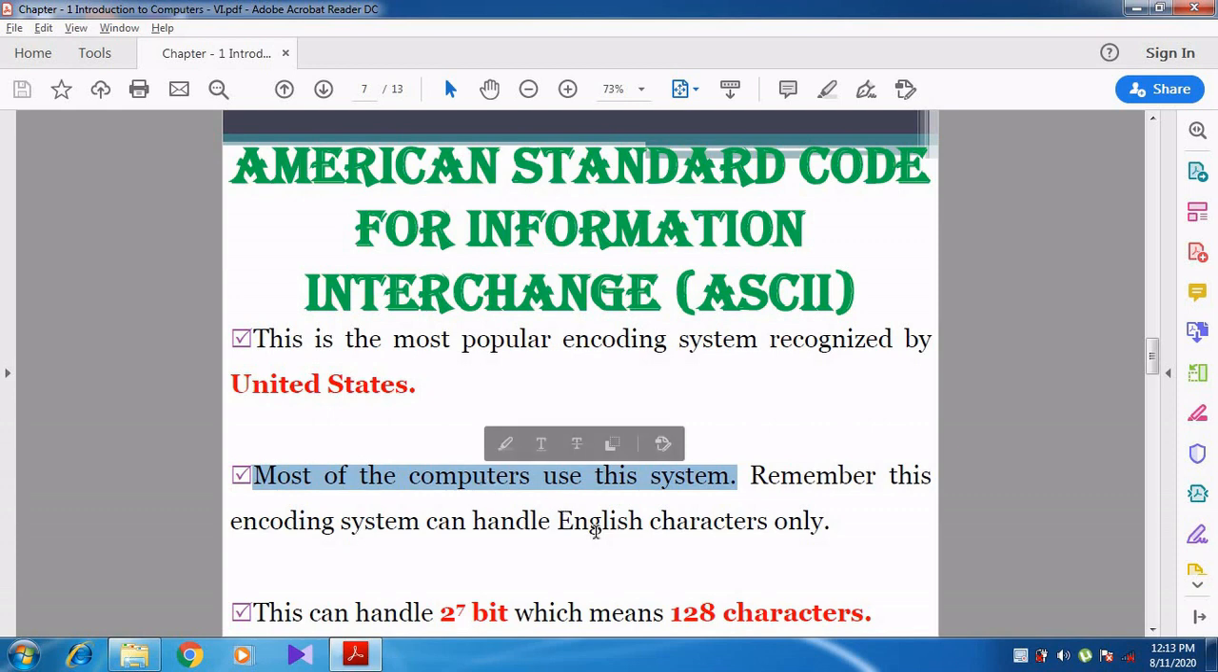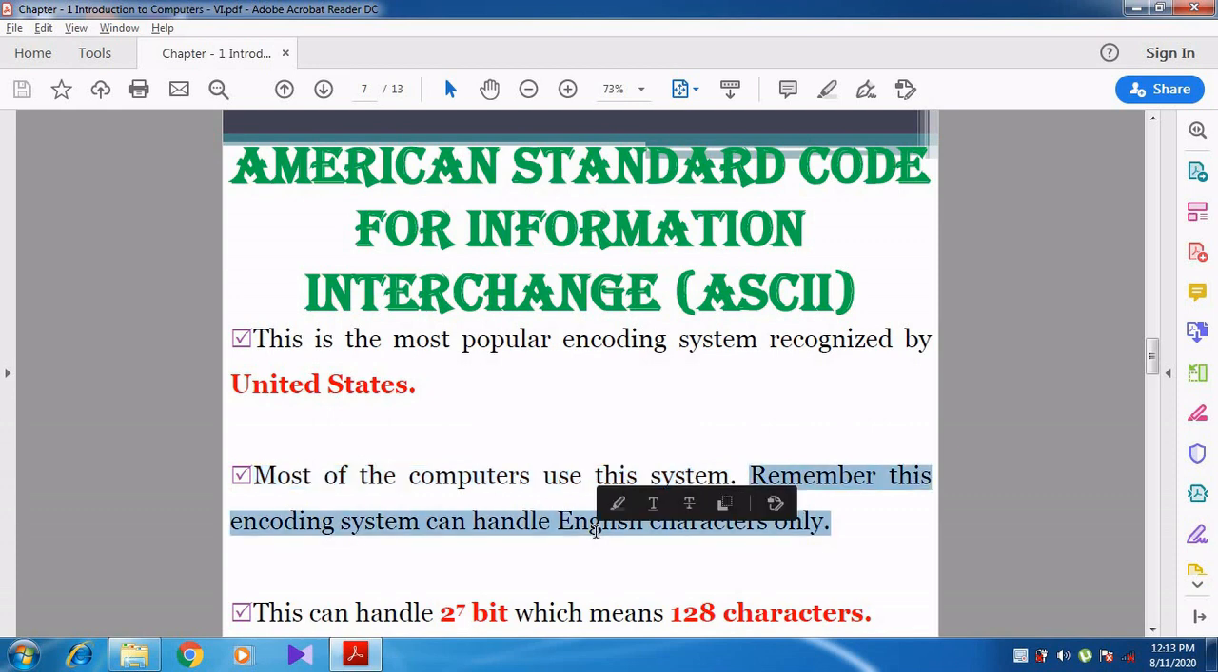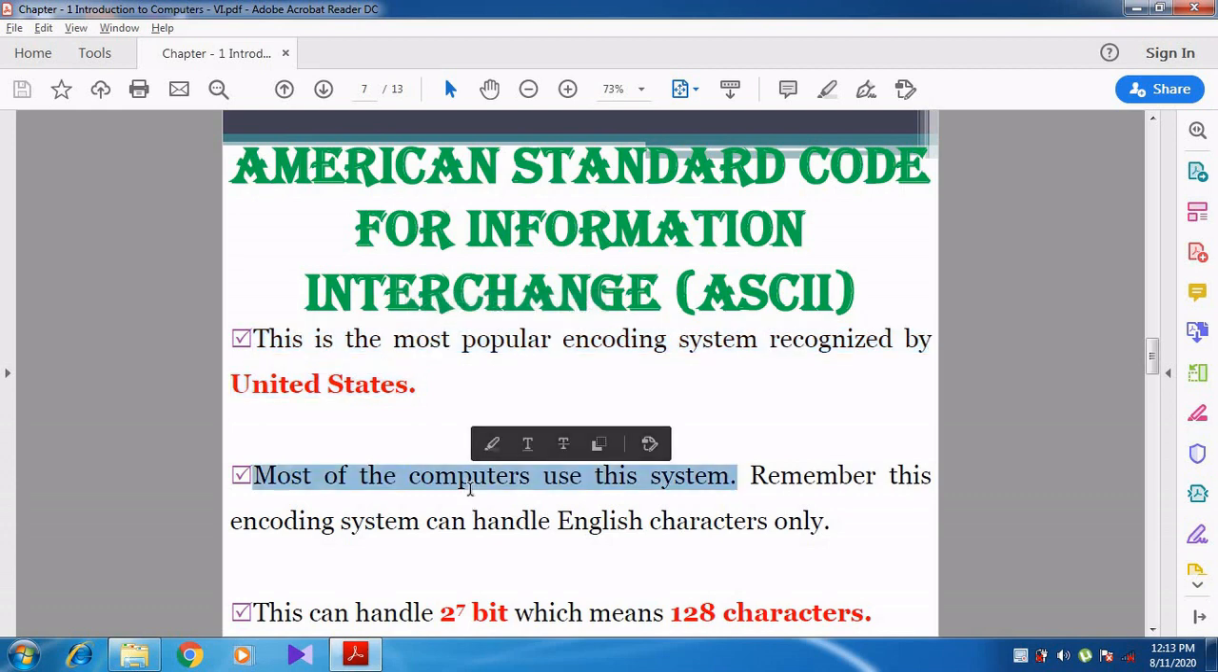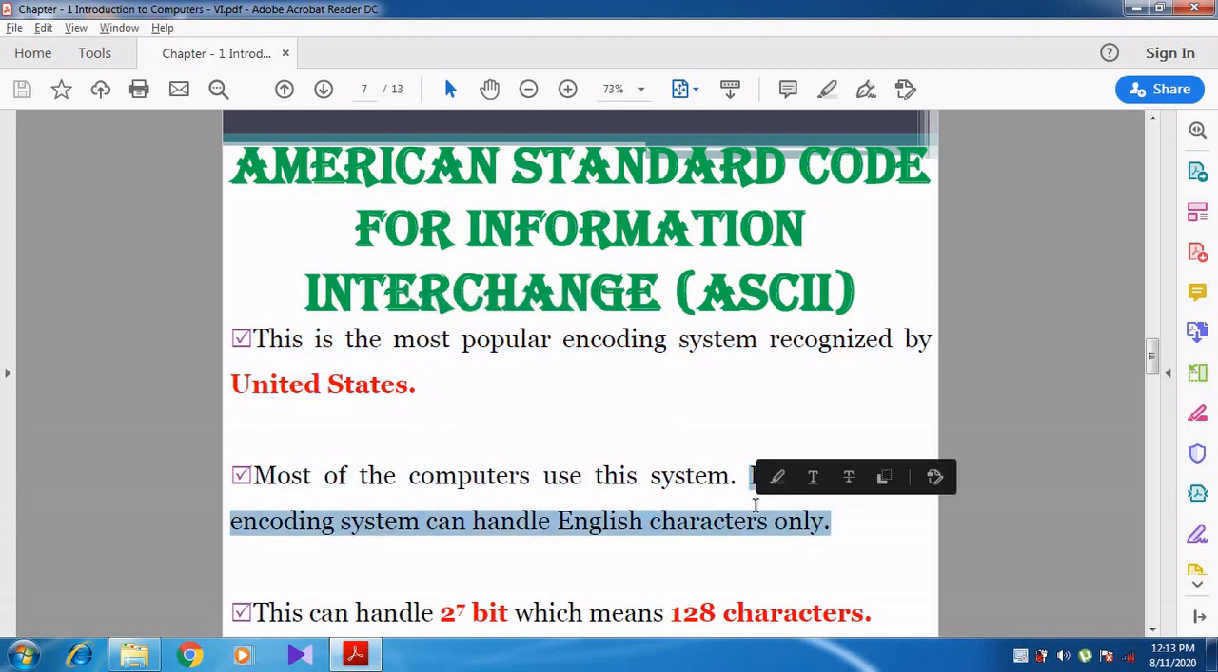But you want to remember one thing: this particular system can handle only English characters. It is able to handle only the English language. It is not able to handle any other language. That is a must to remember, because the Americans developed it for their language, right? So this is the most popular encoding system recognized by the United States. Most of the computers use this system. It can handle only the English language.